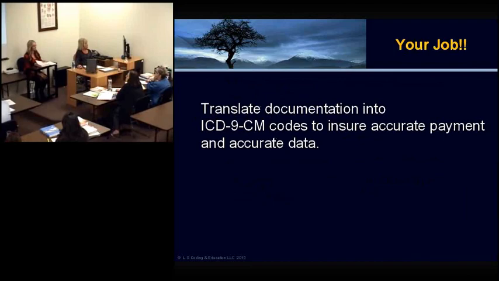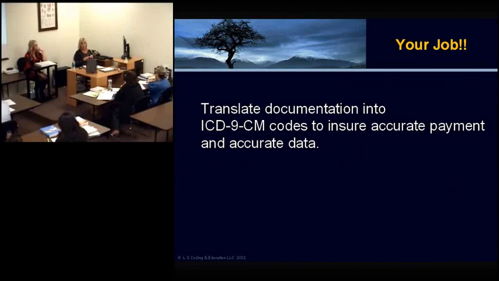All right, so your job is to translate the documentation into ICD-9 codes to ensure accurate payment and accurate data. And the way I like to explain it is we're going to tell a story, and we're going to use 4 numbers, essentially, to tell it. So we have to explain using the most acute code first, the one that's the most important. So if somebody comes in with a splinter and they also come in with chest pain, the splinter doesn't take priority. I know I'm being a little silly, but you've got to think about what is the most important reason.